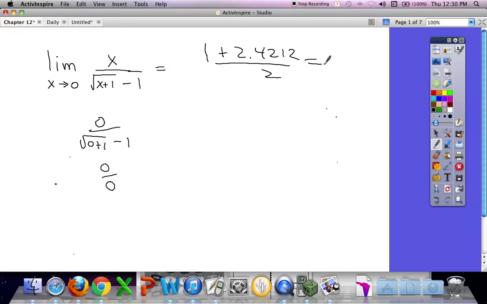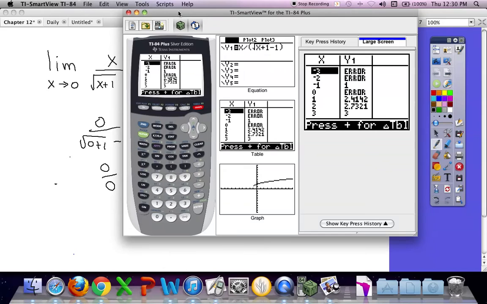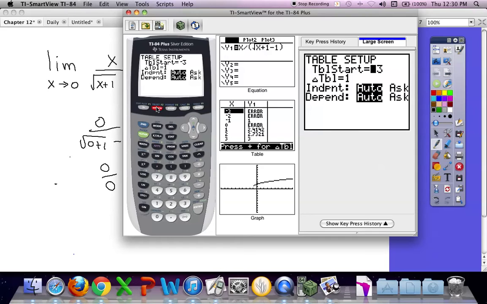What did we get? 1.70 something? Okay. Now, do this with your calculator. Here we were taking increments of 1, right? It goes -2, -1, 0. Let's try to make it go by tenths, not just whole integers. So go into the second table and let's set this to start at -0.2, and now it's going to go every 0.1. And let's see what it does to the table.